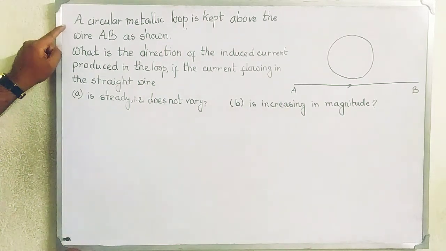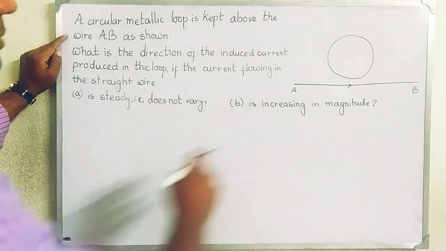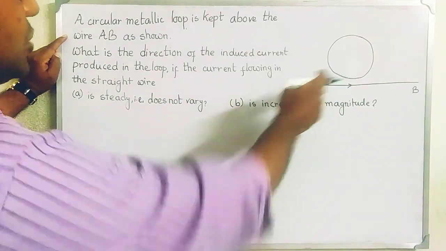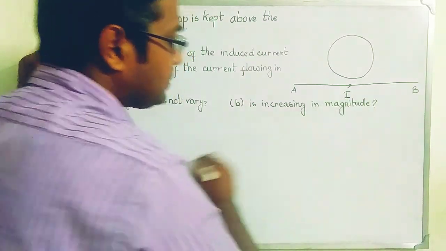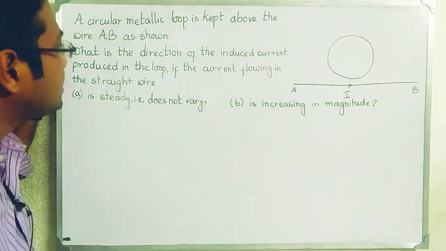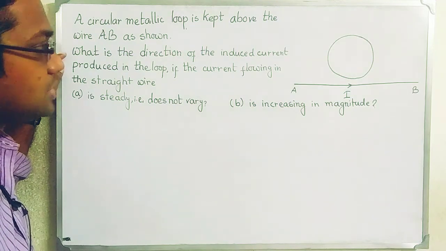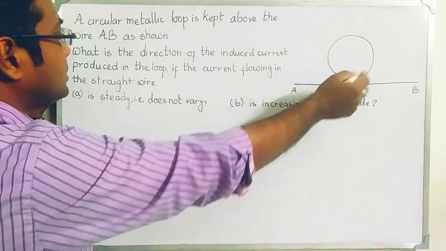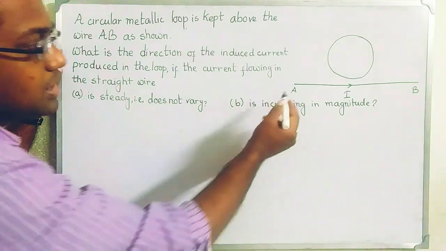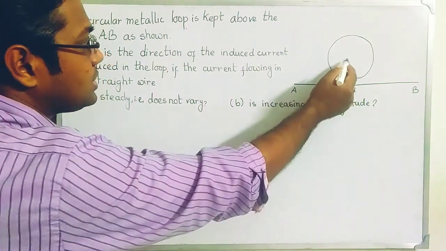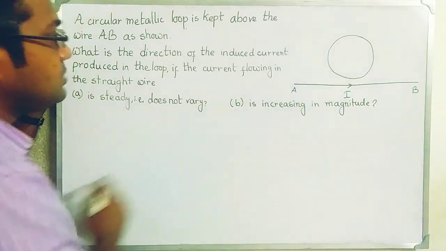A circular metallic loop is kept above the wire AB as shown in the figure. Let us consider the current flowing in this wire is I. What is the direction of the induced current produced in the loop if the current is flowing through the straight wire? That is what we have to find.